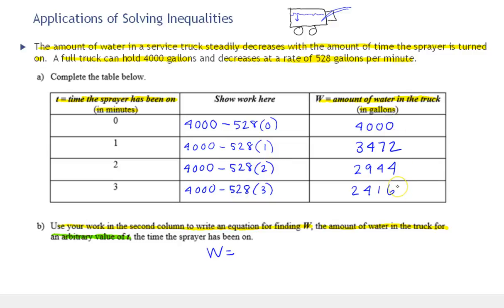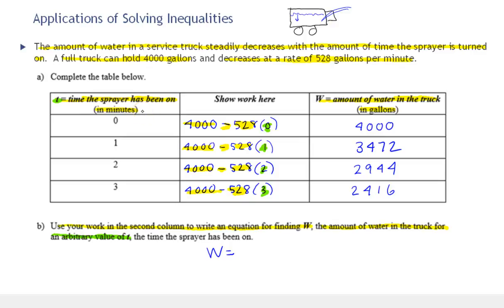Okay, so looking at these, it's not obvious what operations we should do, but looking here, you can see, notice, in every case, we start with 4,000 gallons of water. In every case, we subtract. In every case, we multiply 428 times some value. And what changes here is the value we're multiplying by, 0, 1, 2, or 3. Now, where did we get this 0, 1, 2, 3 from? That corresponded to the time in minutes.